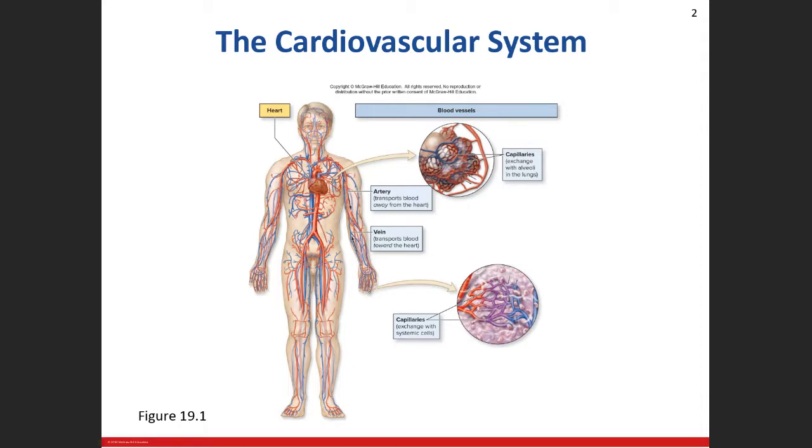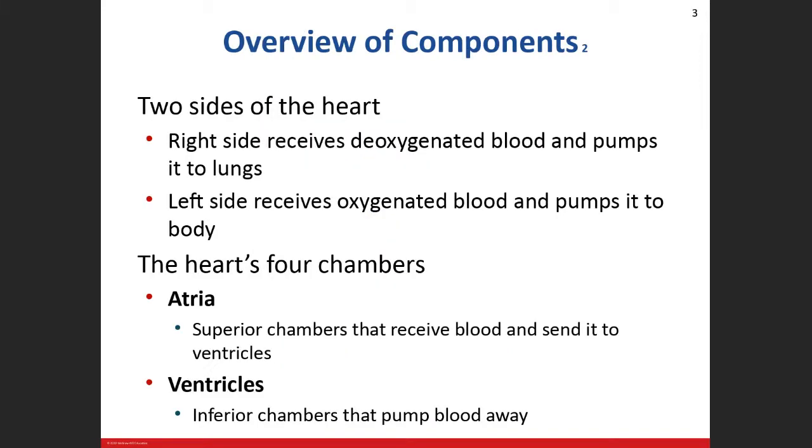So keep in mind, what do we call a structure that carries blood away from the heart? Arteries. Arteries away. And what do we call something that brings blood to the heart? Veins. And the capillaries are where, I don't want to say mixing the blood, but that's going to be in the tissues where we get an exchange between the tissues and the blood vessels. Good.